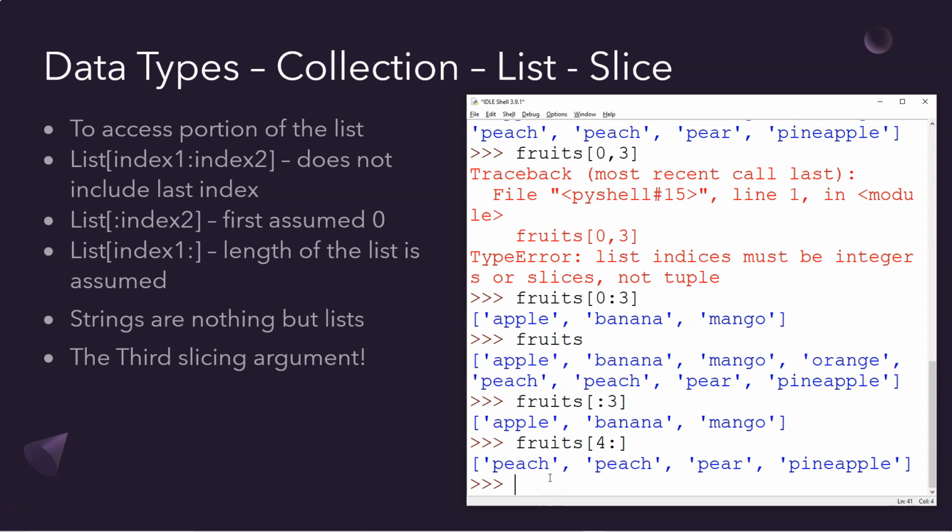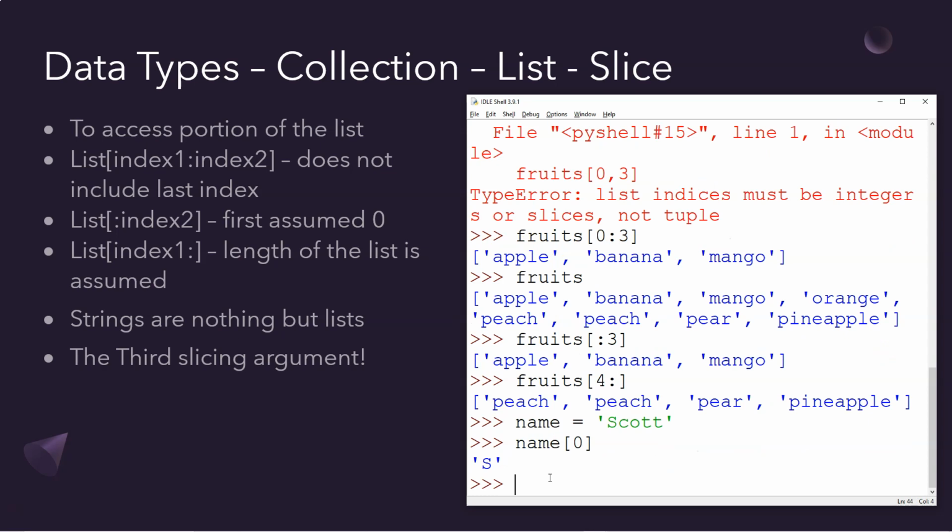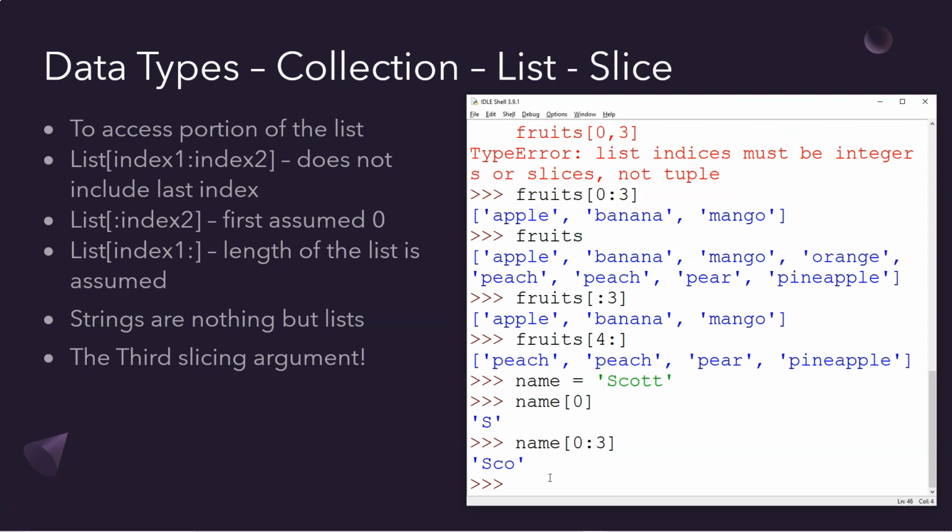Another way of looking at a list is in terms of a string. If I say name equal to Scott, Scott is nothing but a list of characters. So for example, if I say name 0, it will give me S, right? And if I want the first 3 letters of this, I can use slicing here also. So I can use name 0 to 3, and it will give me SCO. So strings are nothing but lists, and the same kind of functions and methods are applicable to strings as well.